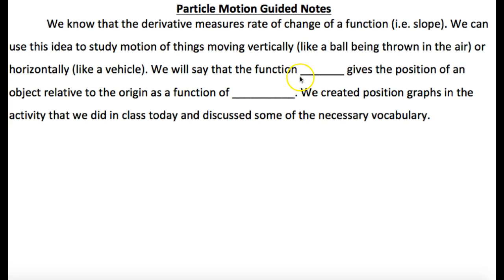Now, we're going to call the position function s. Right, so we'll say it's s of t, where the variable t represents time. Okay, so in our activity today, we created position graphs of people walking back and forth, and we started talking about some of the necessary vocabulary. Two of the big ones that we're going to look at first are initial position and displacement.